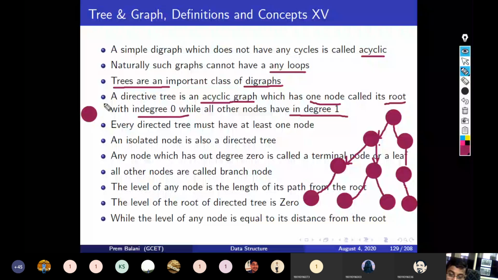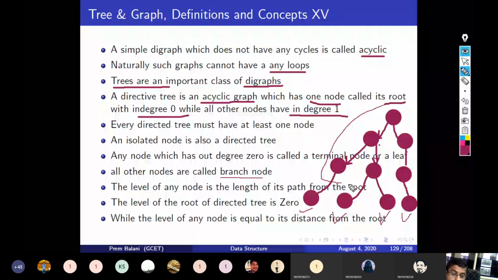So you look at all these nodes. All these nodes have out degree 0. All other nodes in the tree have out degree, but the terminal nodes, or you can say leaves, have no out degree. And all other nodes are called the branch nodes. So all these nodes are the branch nodes, and all these nodes are the terminal nodes, or you can say leaves.